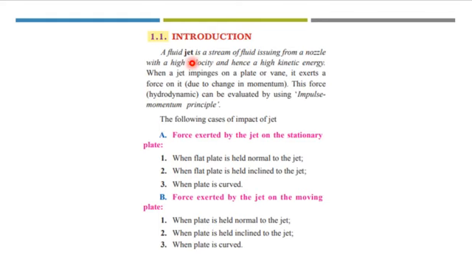So a fluid jet is simply a stream of fluid issuing from a nozzle with a high velocity and hence a high kinetic energy. When a jet impinges on a plate or vane, it exerts a force on it due to change in momentum. This force can be evaluated by using impulse momentum principle. The following cases of impact of jet will be considered.